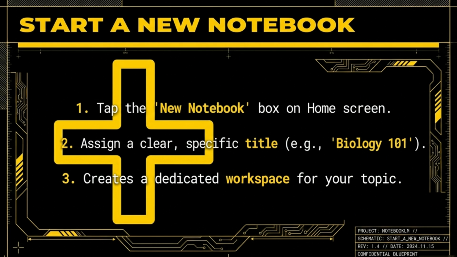To start, tap the new notebook box on the home screen. Assign a clear, specific title, like Biology 101. This creates a dedicated workspace for your topic.